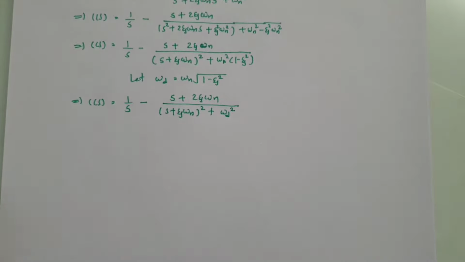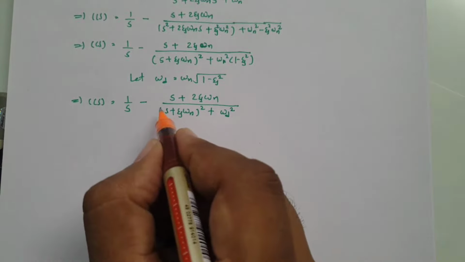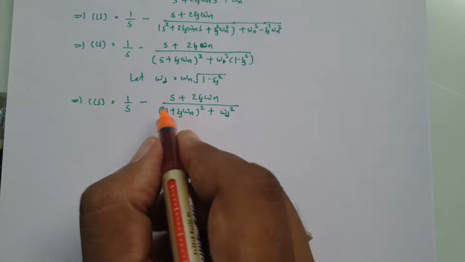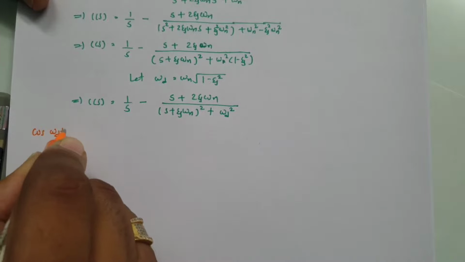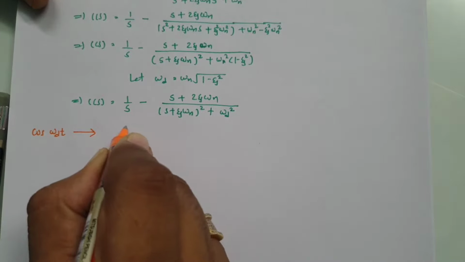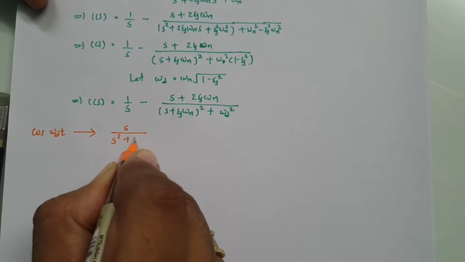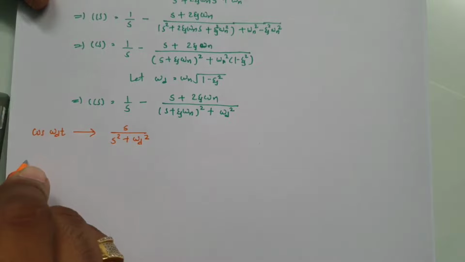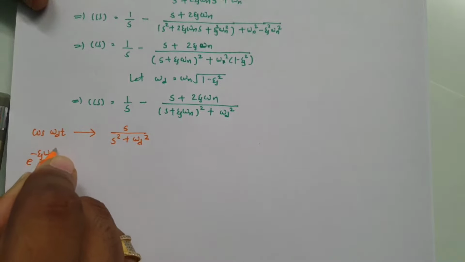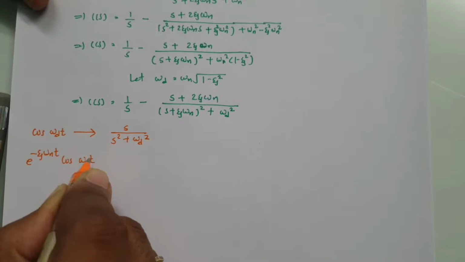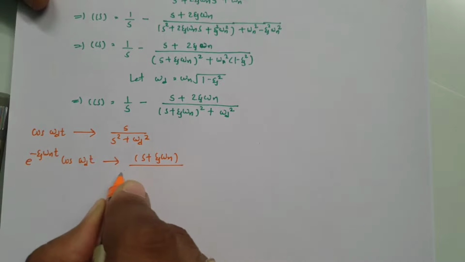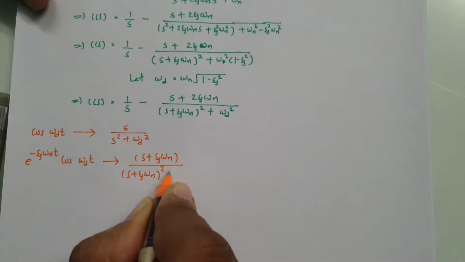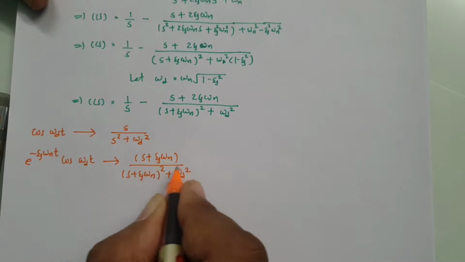Now before I go for further simplification, I want to explain the inverse Laplace of the cosine term and sine term. If you have the cosine function cos of omega dt, then the Laplace of that is s divided by s square plus omega d square. And if you have e to the power minus zeta omega n t into cos of omega dt, then this will be s plus zeta omega n divided by s plus zeta omega n whole square plus omega d square in Laplace domain.